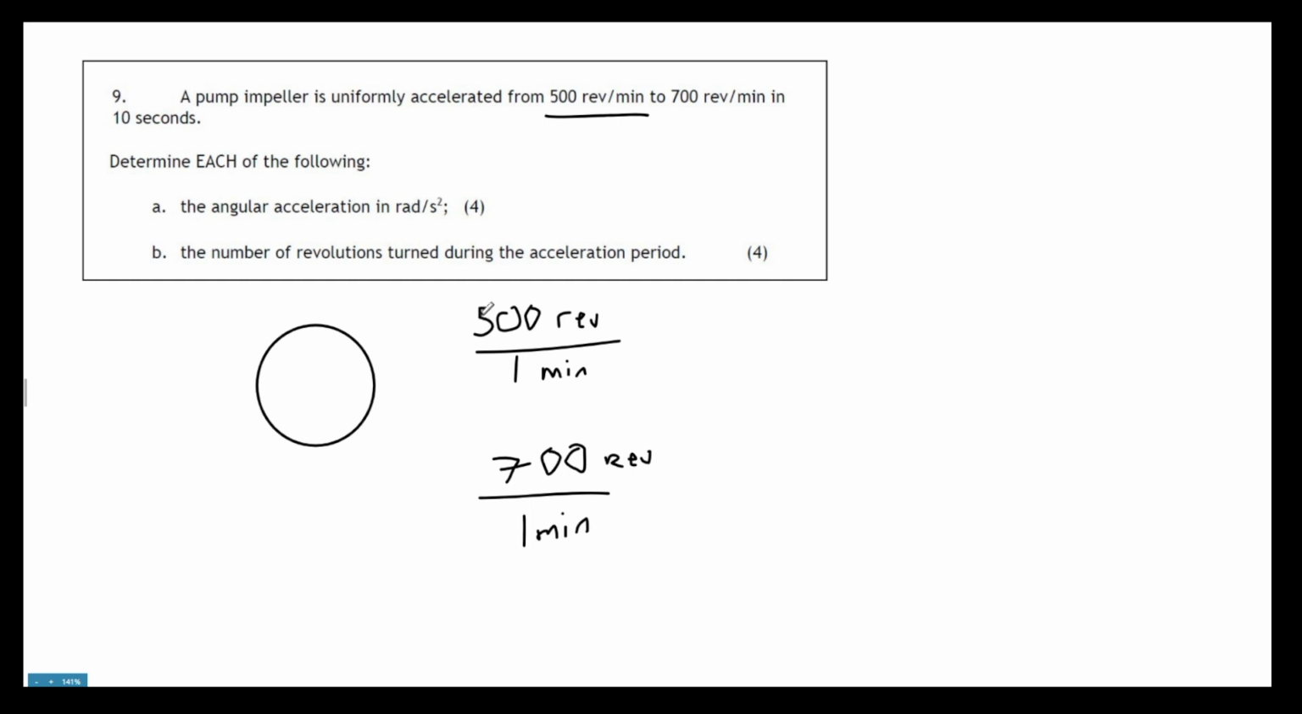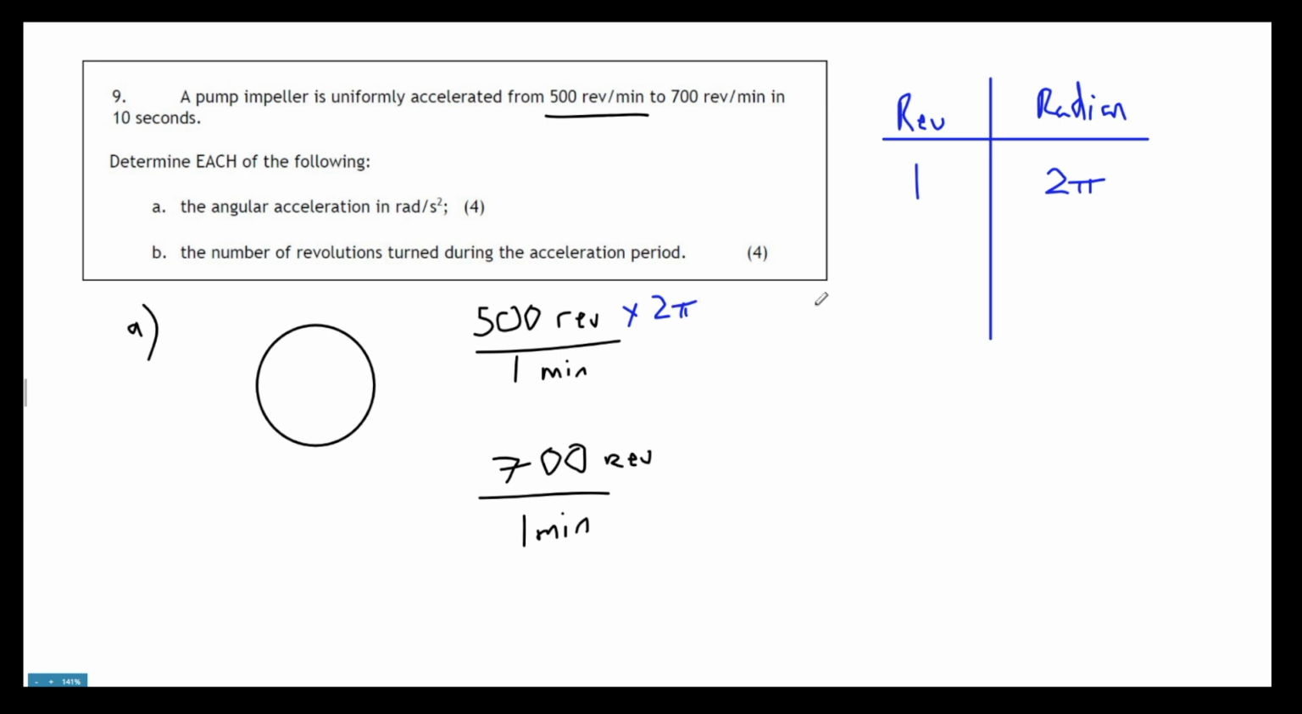So how many radians are in one revolution? We saw this earlier in another question. Let's write revolution up here, and radians up here as well. So one revolution is a full circle. You remember how many radians there are in one circle? It's 2 pi radians, which is like 6 point something. Okay, that's pretty good. So if you want to turn revolutions into radians, we just multiply by 2 pi. So I can multiply this by 2 pi to turn it into radians.